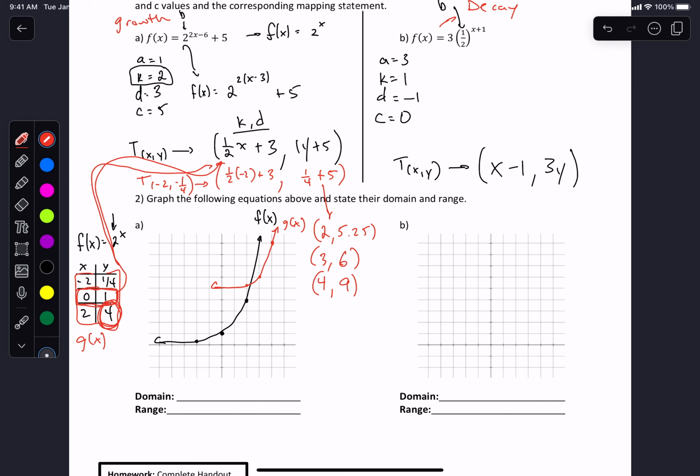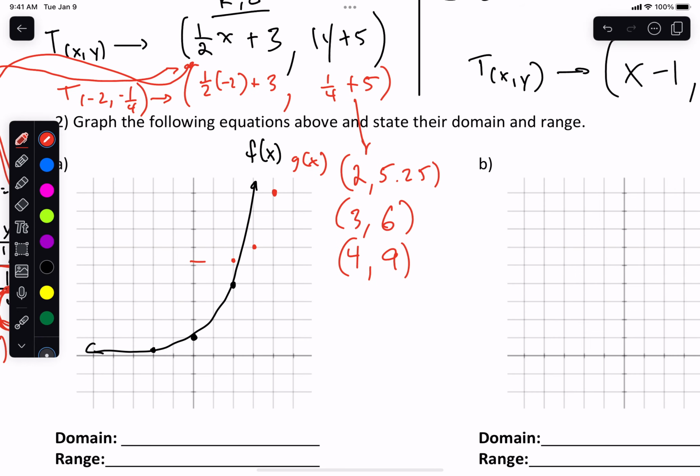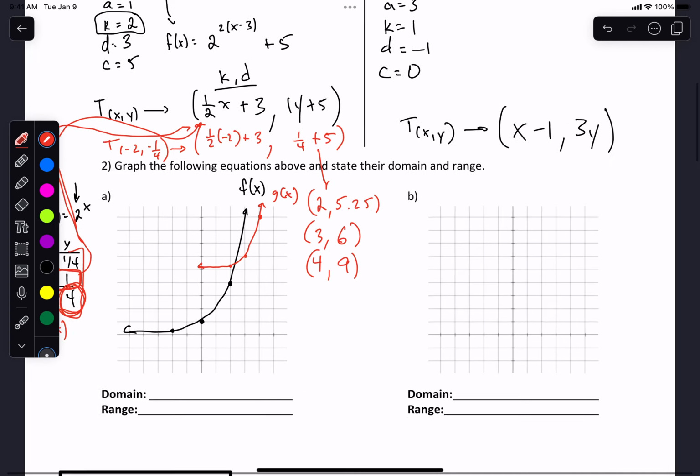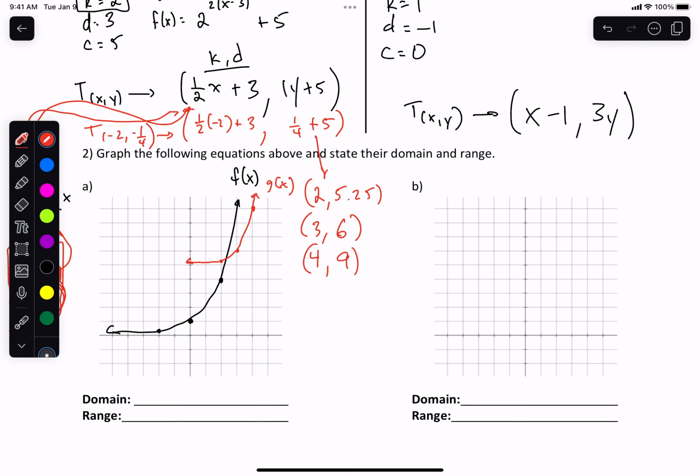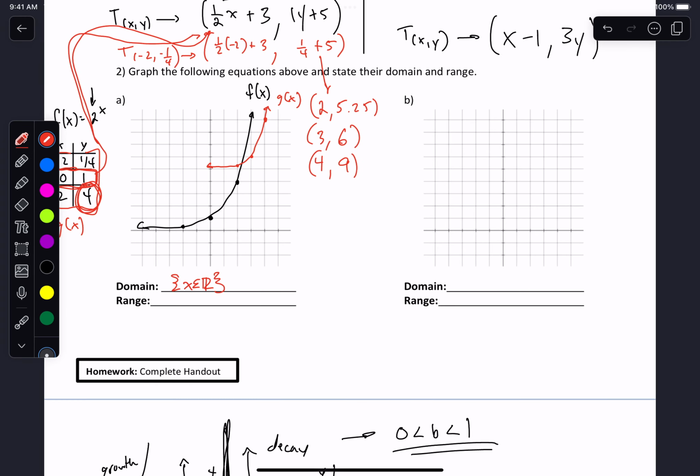Okay, domain and range. That might not have been the best connection of dots. Let's just do that again. Okay, domain. Do we have any restrictions on the domain for an exponential graph? No. The answer is no. So our domain should look something like this. Okay, what about the range? Is there a restriction on the range? Yeah. What is the restriction on the range?